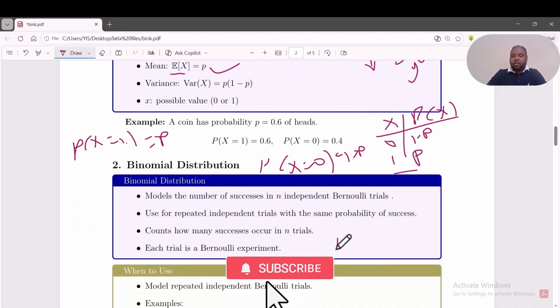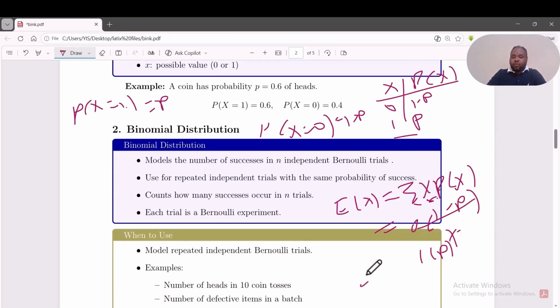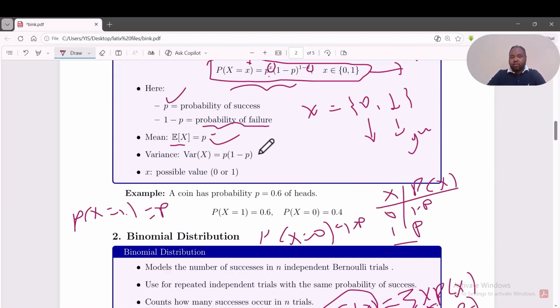Recall that the expected value of X is given by the sum of x times the probability of x for a discrete random variable. So when x is 0, 0 times the probability of 0, 1 minus p, plus 1 times p. Therefore, 0 plus p is p. Therefore, the expected value of X is p. Similarly, the variance can also be computed to be p times 1 minus p.